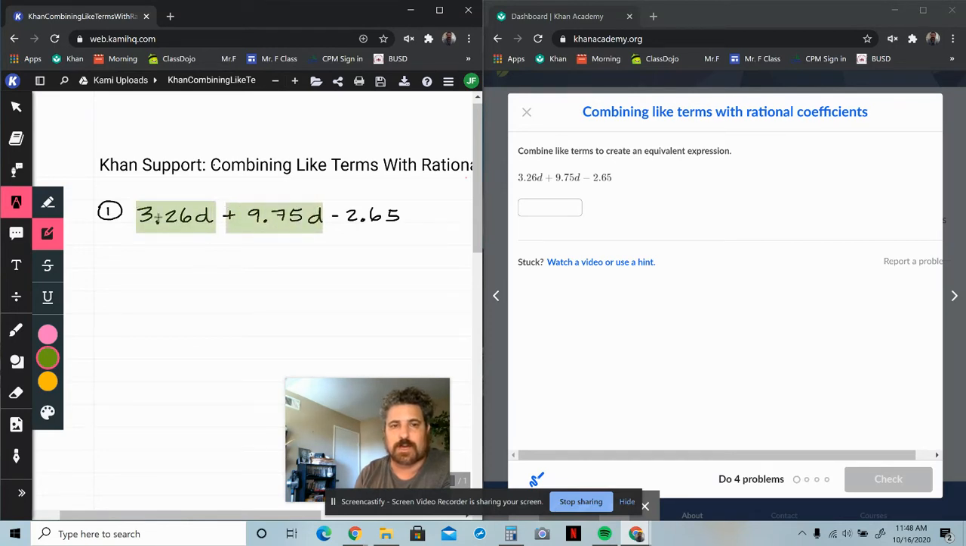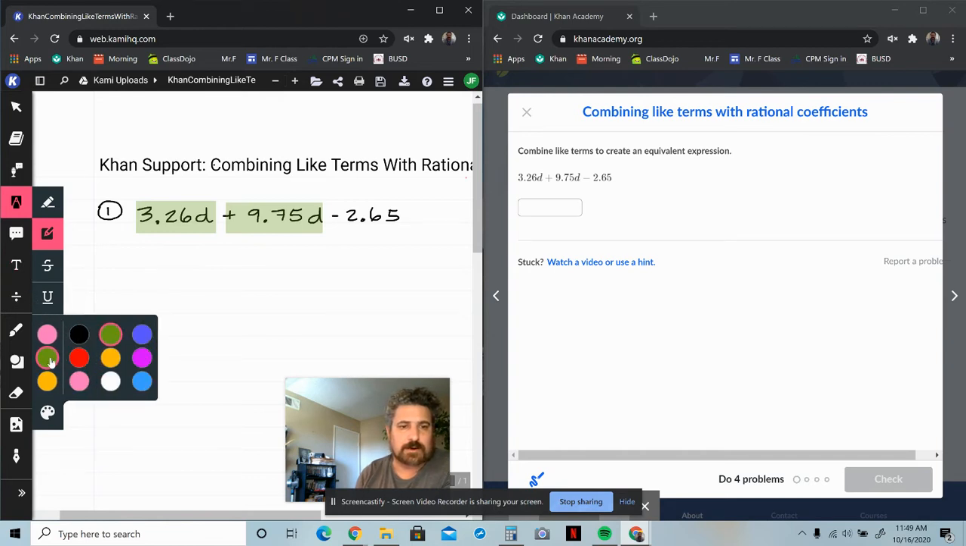So you're going to combine 3.26d plus 9.75d. They're like terms because they have the same variable at the same degree. This is a constant of negative 2.65. It can't be combined because it doesn't have a d. All right, so you're going to put your d's together and then just leave that as negative 2.65.